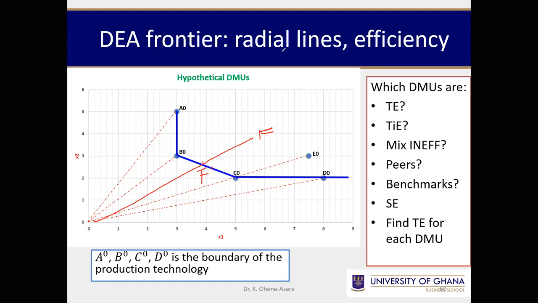Please, I think it is mixed. It is mixed. Mixed what? It is mixed inefficient because I'm looking at where it is. We established that point B is the perfect one. So that's wrong. It can reduce. That's wrong. Let's move on to the next person.